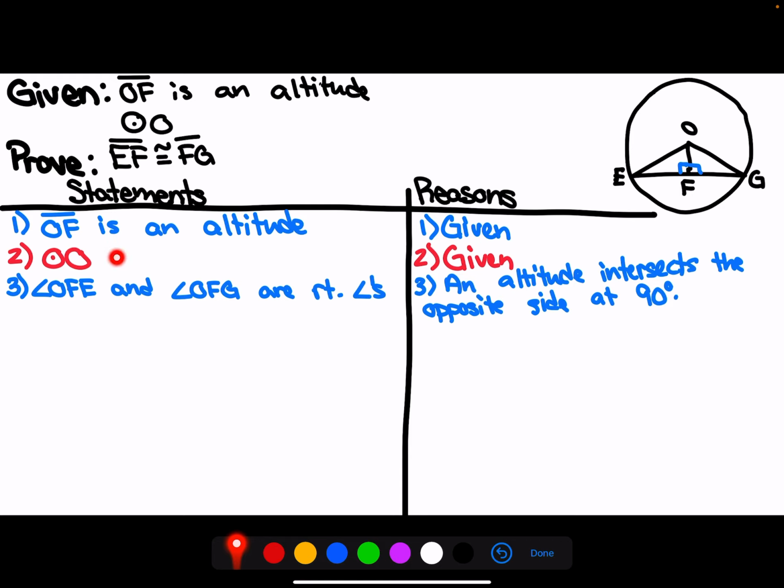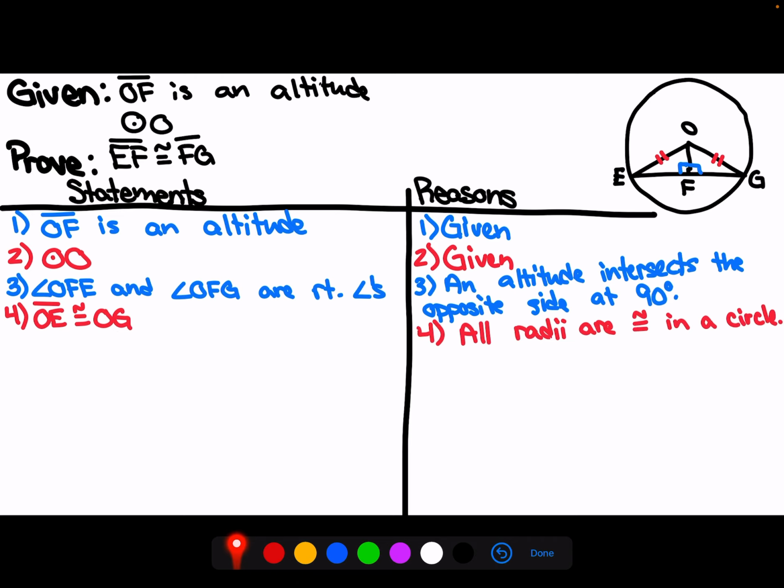We're also given that this is circle O. So think about what you know about circles. Well, in circles, radii are congruent. A radius goes from the center of our circle to the edge. So I can say that segment OE and segment OG are congruent segments because all radii are congruent within a circle. Lastly, is there anything that's shared by these two triangles? Well, yes, OF. So I can say OF is congruent to itself, and anytime that something's congruent to itself, it's always by the reflexive property.